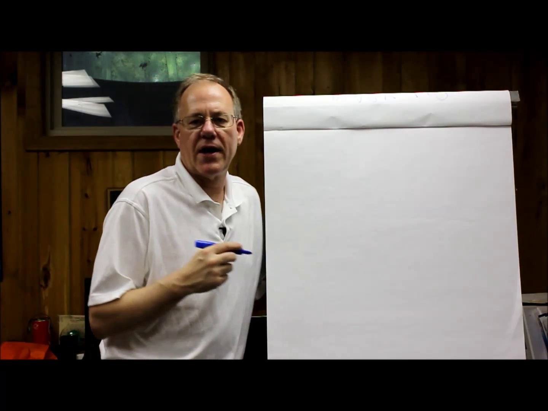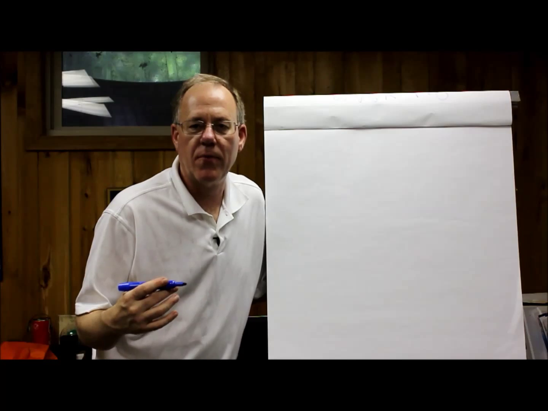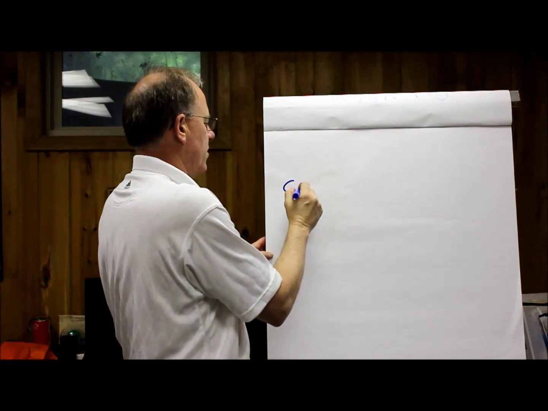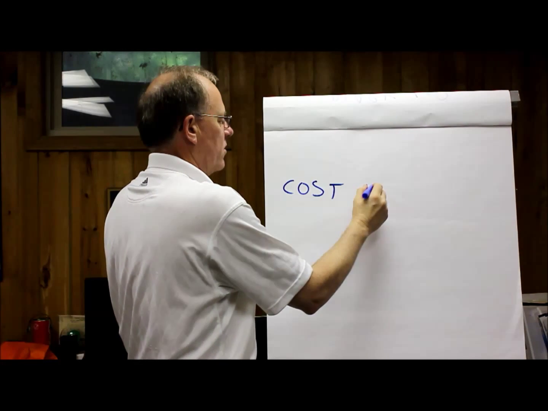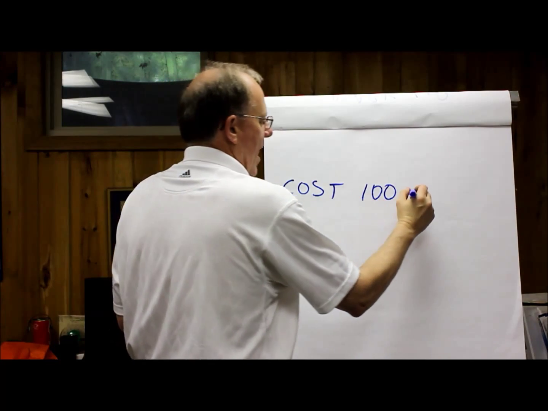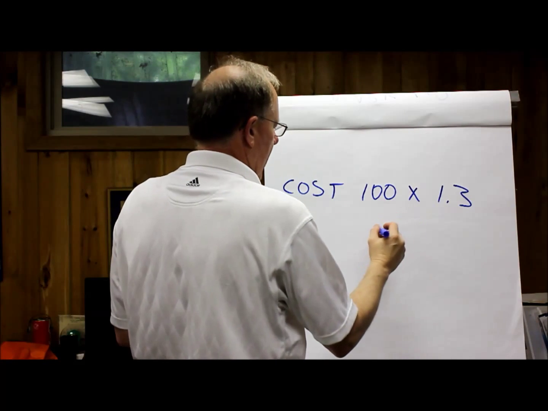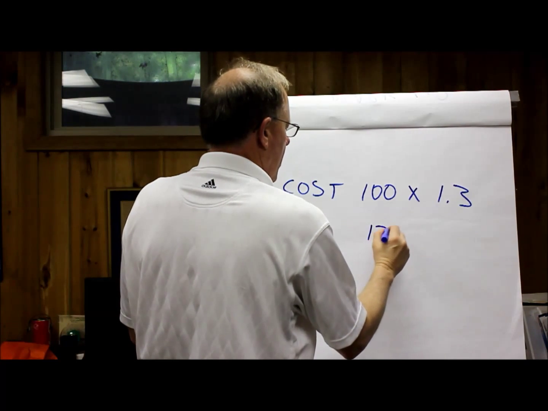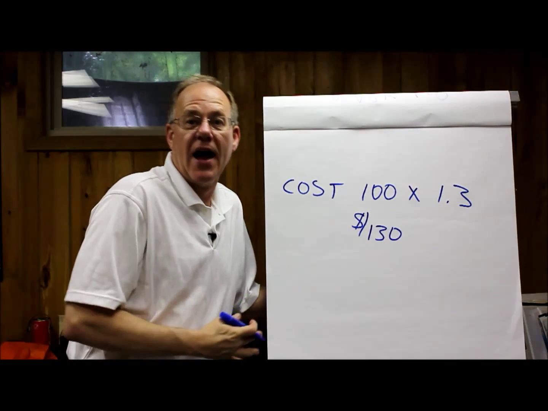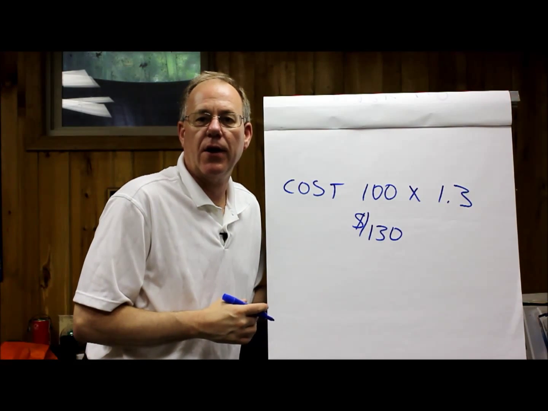So if you wanted to have a 30% markup, then let's say it cost you $100. So your cost was $100. To have a 30% markup, you would multiply it by 1.3, which would give you a selling price of $130. And you would say, hey, I make $30, or a 30% margin.